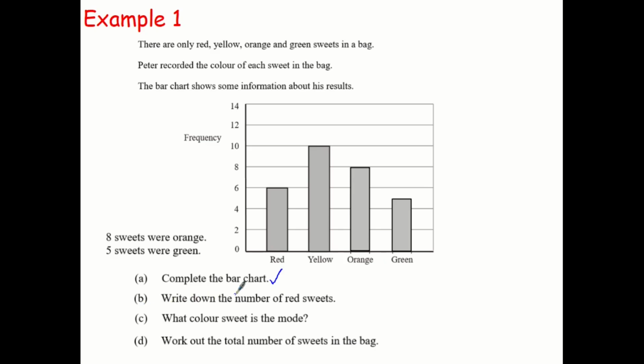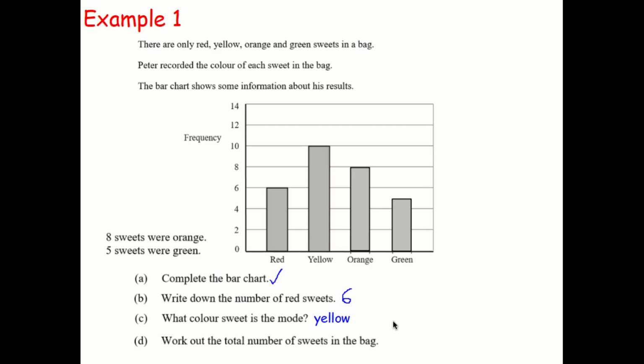B says, write down the number of red sweets. Well, we looked at that to begin with, and that is 6. Part C says, what colour sweet is the mode? Now we know that the mode is the one we see the most, and here I think we see the most yellow sweets. So the mode is yellow, the mode colour. It might also be called modal as well. Okay, so look out for that word.